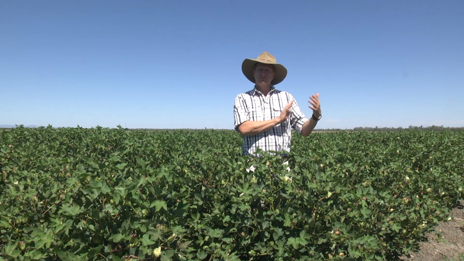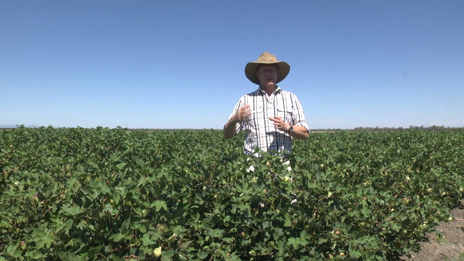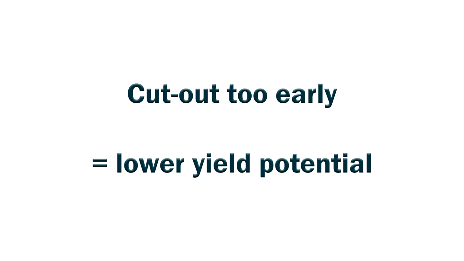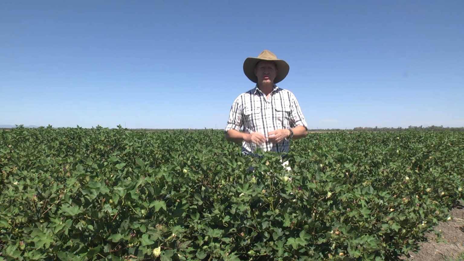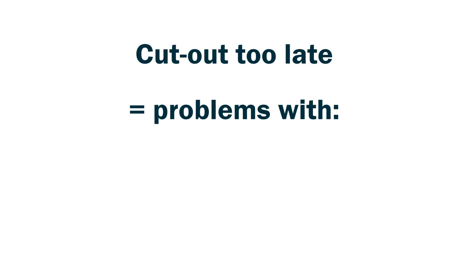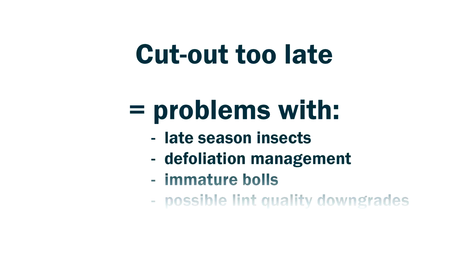Cutting out too early, before the last effective flower date, we're not providing the resources to allow that crop to continue to grow, and we're not taking advantage of our season length. We're actually missing out on yield. The opposite situation, where cutout overshoots the last effective flower date, we have too much vegetative growth, and that can be challenging in terms of insects and for preparing harvest aids. Or you will have bolls that are not maturing in time.